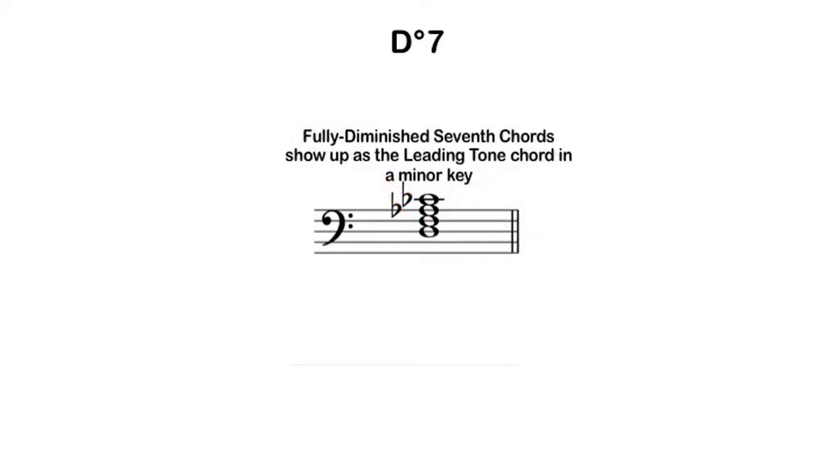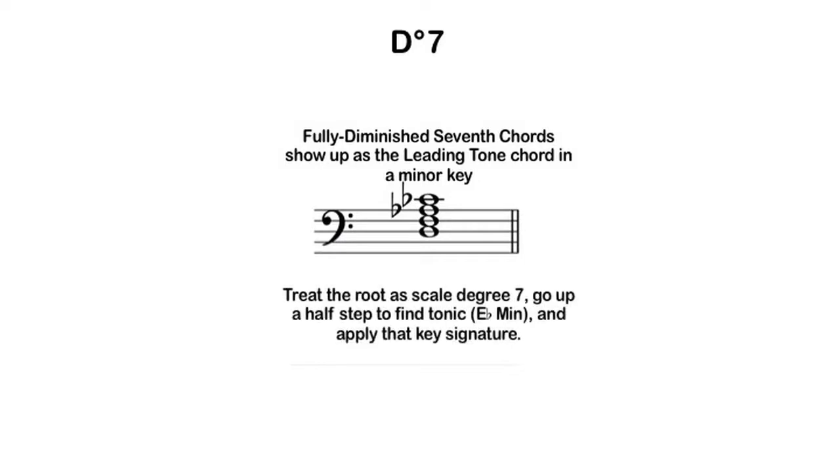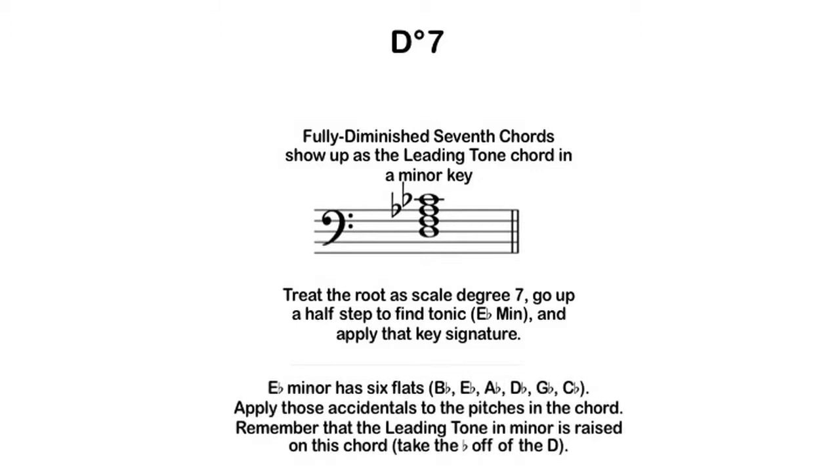Fully diminished 7th chords show up as the leading tone 7th chord in a minor key. So if I think of D as the leading tone in the key of E flat minor, which has 6 flats, I know that I'm going to have to adjust any B's, E's, A's, D's, G's, or C's that I see. Now I said that I needed to adjust D's, but since that's the chord root, and since the leading tone requires an accidental that raises the pitch in minor, I don't need to adjust the root of this chord. I will end up with D, F, A flat, and C flat.